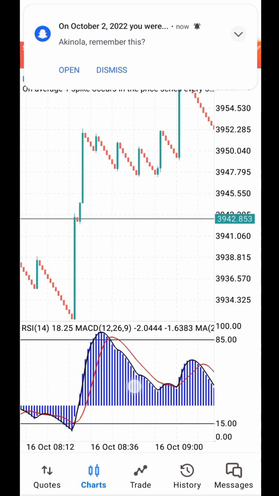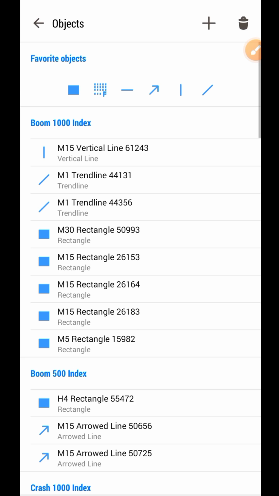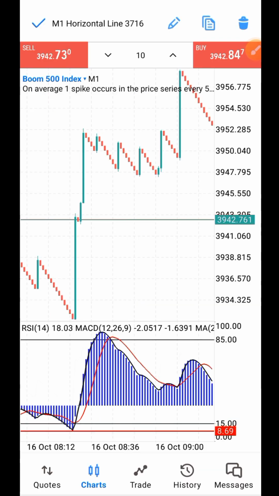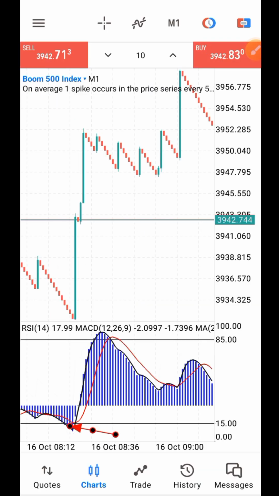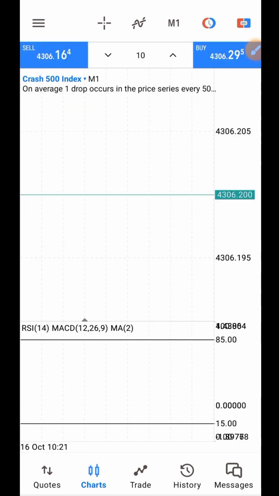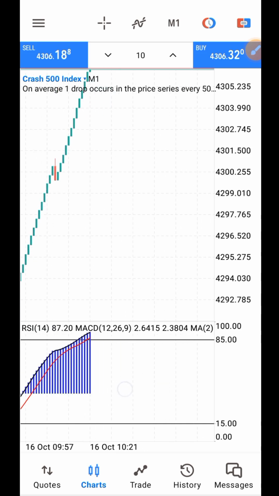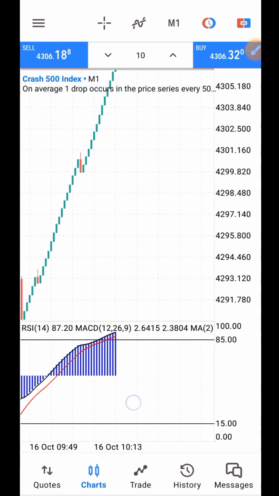You can see this, that once the price comes below the level 15, the spike happens. The spike happened. You understand? So this strategy is very effective. It's very effective on both Boom and Crash markets. Let's check Crash. So Crash 2, we have a signal. We have a signal on Crash.